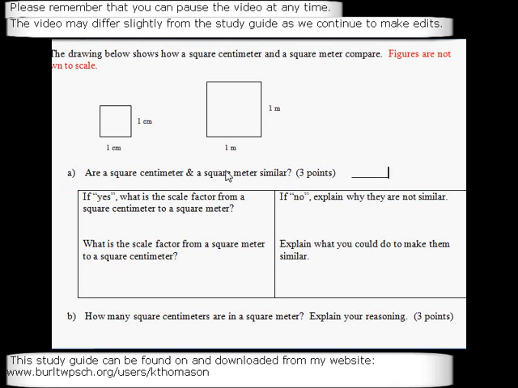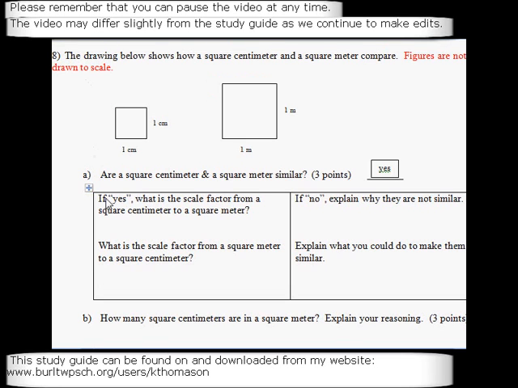Are a square centimeter and a square meter similar? Here's where your answer goes, and then the other 2 points are for here. So let's first figure that out. Yes, no, maybe so. How are we going to figure that out? Alright, if we have one of something and one of something here and one of something and one of something, whatever we multiplied this by to get this, it's the exact same thing here. This is the same as that, and that's the same as that. So we must have multiplied that by the same thing to get that. So that gives us an easy answer of yes, they are similar.